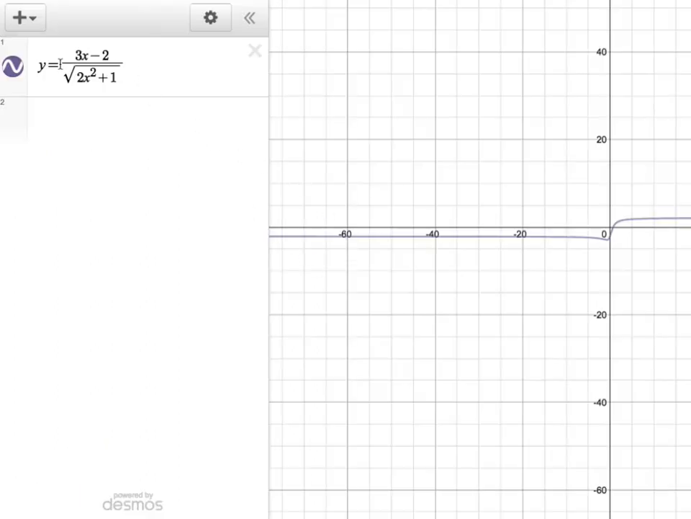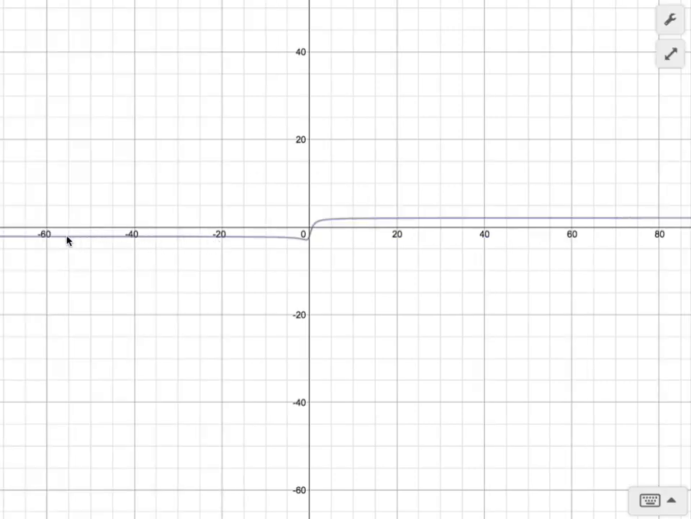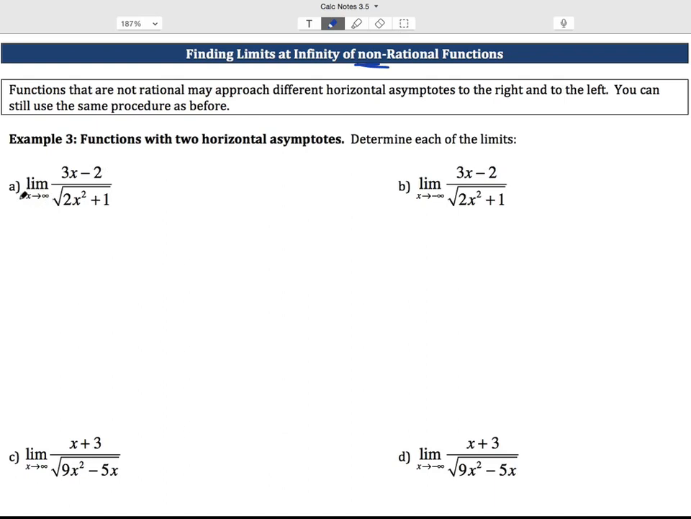So you can see right here, this is a non-rational function because of the square root. So we have a radical here. And you can see here, as we approach negative infinity, we're getting closer to a different value than as we approach positive infinity. So to find the different horizontal asymptotes, we're going to look as x approaches infinity, as well as x approaches negative infinity.